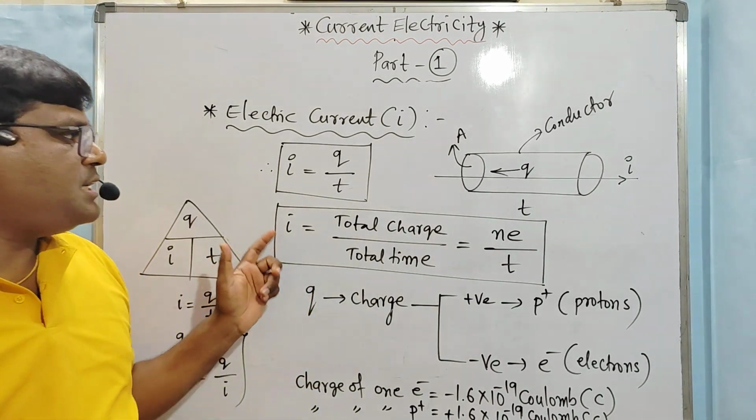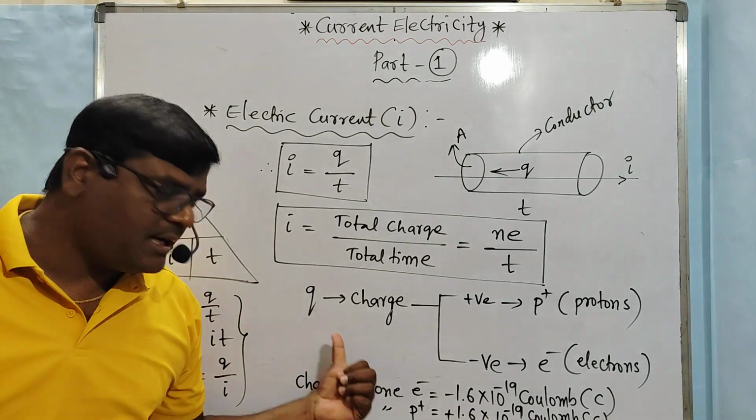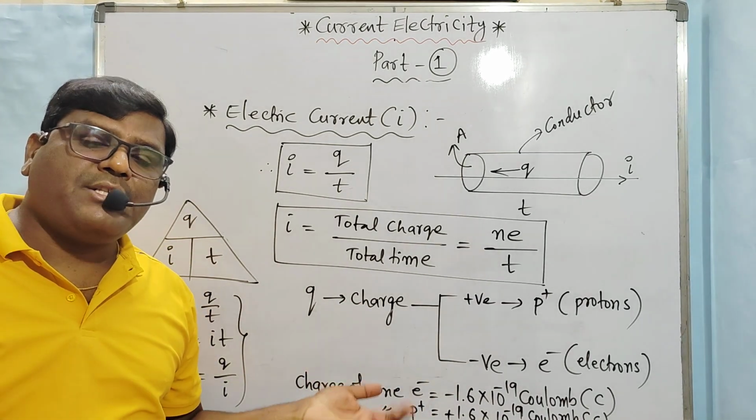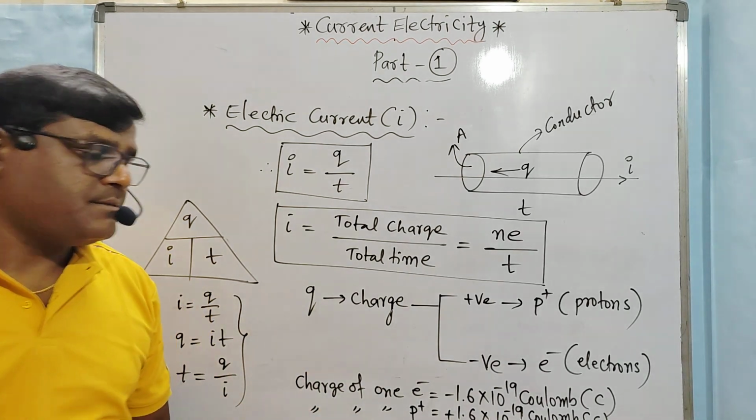These are the basic concepts and basic formulas. I explained very clearly. First understand this one, and then we will go to the next topic, average current. What is the average current and what is the instantaneous electric current, we will discuss.